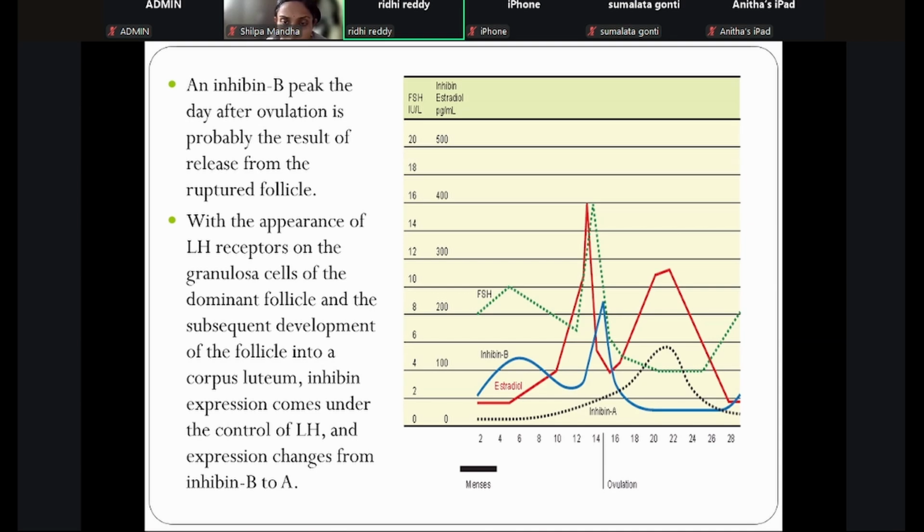Whereas after ovulation, again there will be more inhibin B. The inhibin B peak is seen one day after ovulation, which is probably the result of release from the ruptured follicle. Then this granulosa cell will have LH receptors after ovulation on the dominant follicle, and then inhibin expression changes from B to A.